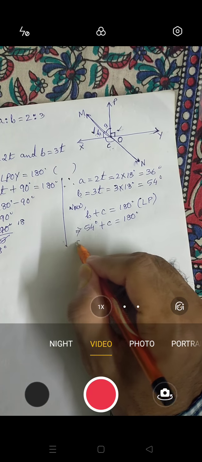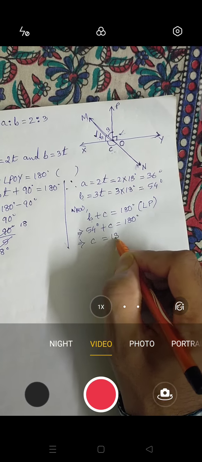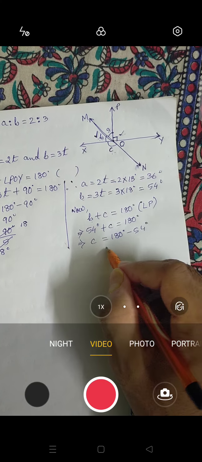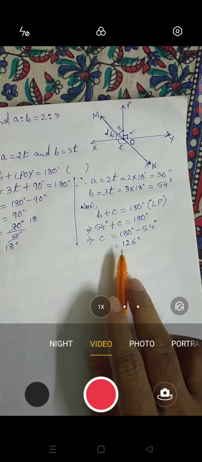Now this C remains here, and this will become 180 minus 54. Now from 180, if you subtract 54, you will be getting 126. That means the value of C will be 126. That's all. So try to understand these questions properly.